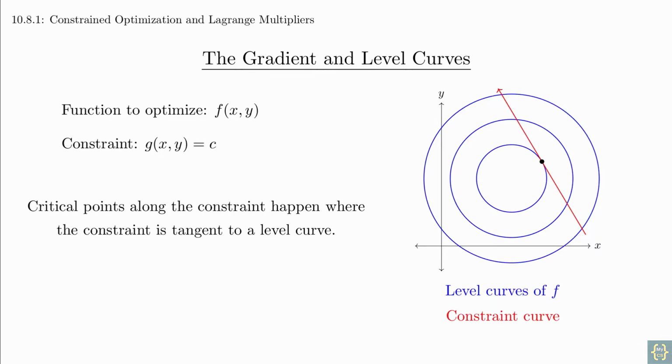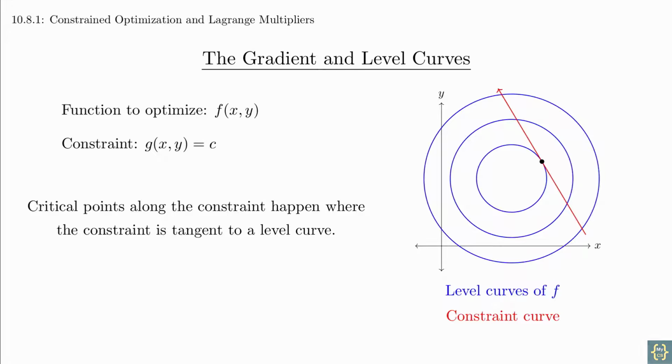And that point happens where our path is tangent to the level curve. It is at that point where we are no longer cutting across level curves, but instead are traveling along one of them. And that's our first observation. The critical points along the constraint happen where the constraint is tangent to the level curves.